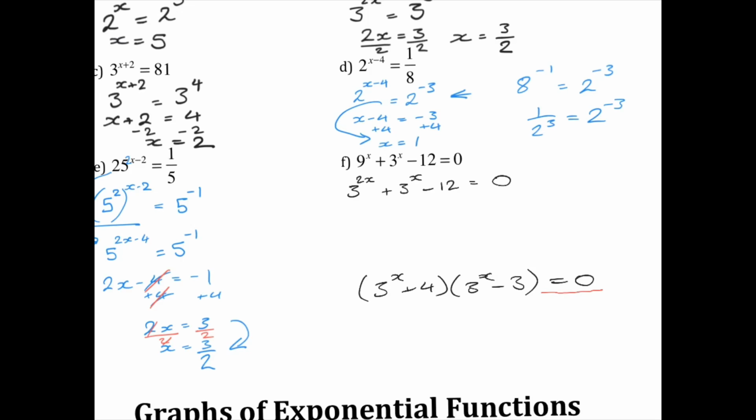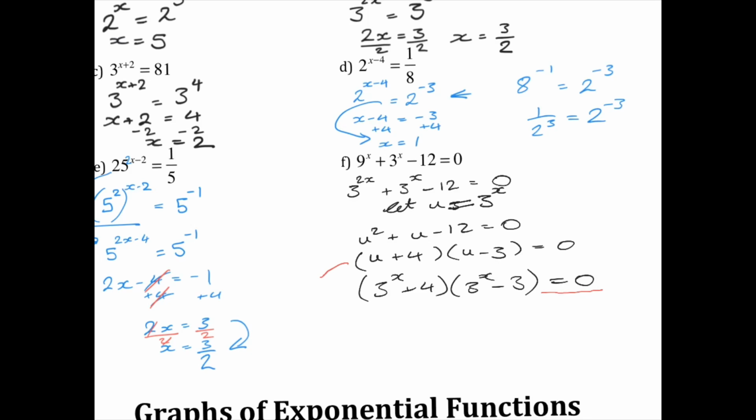Now, girls, for people that don't feel comfortable to go straight to that, what could we have done to help us out? Let u equal 3 to the x. Therefore, it becomes u squared plus... is that okay with everyone? And then you might have gone to the factorization with u. What would that be? U plus 4 and U minus 3.